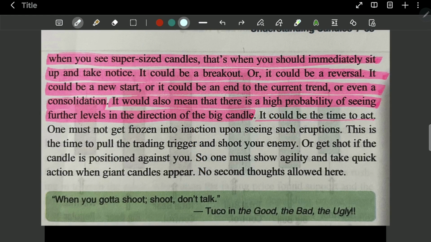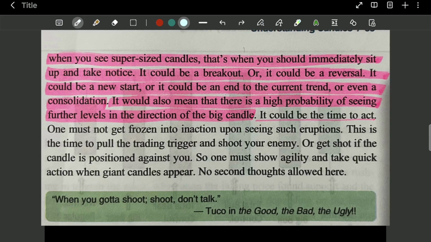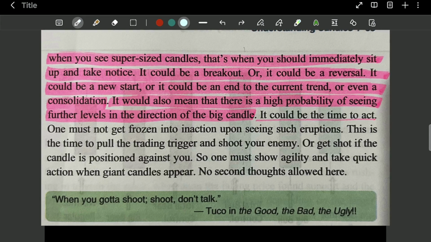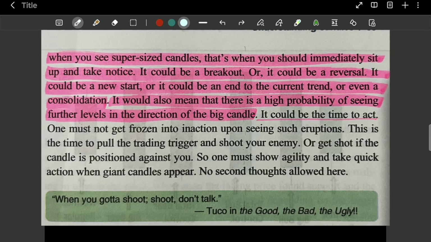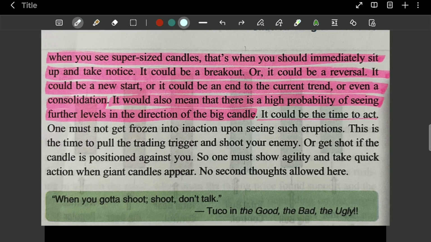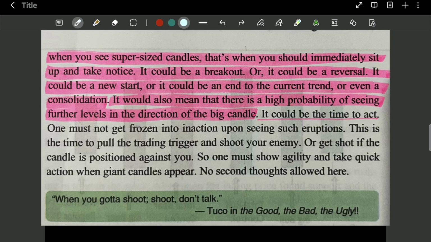So as you see on my screen, the author is saying when you see a supersized candle, that's when you should immediately sit up and take notice. It could be a breakout or it could be a reversal. It could be a new start, or it could be an end to the current trend, or even a consolidation. It would also mean that there is a high probability of seeing further moves in the direction of the big candle. It could be a time to act.